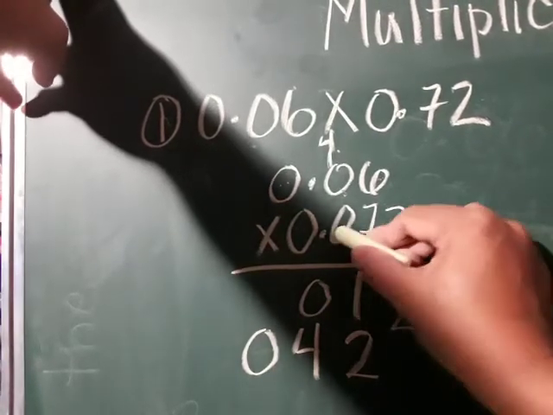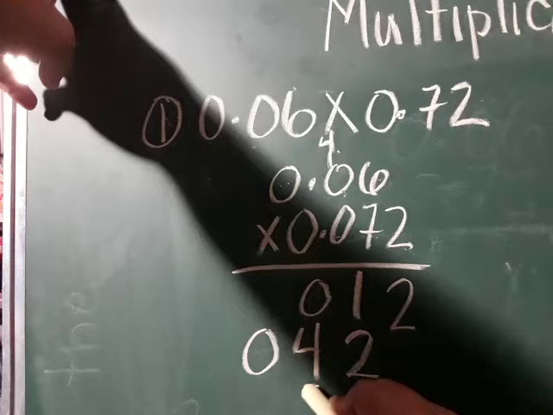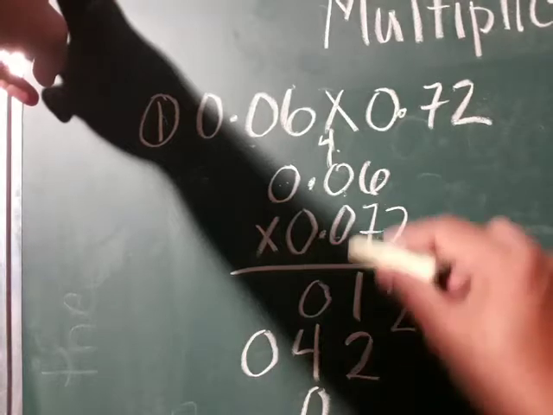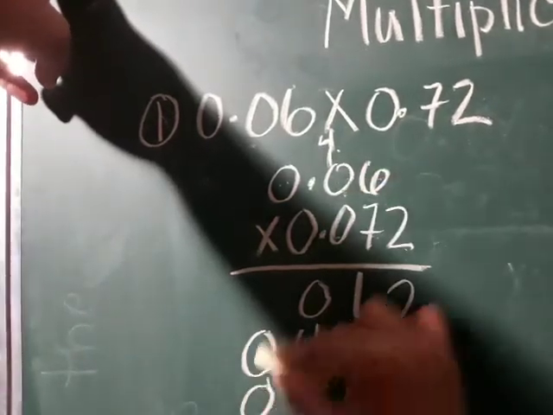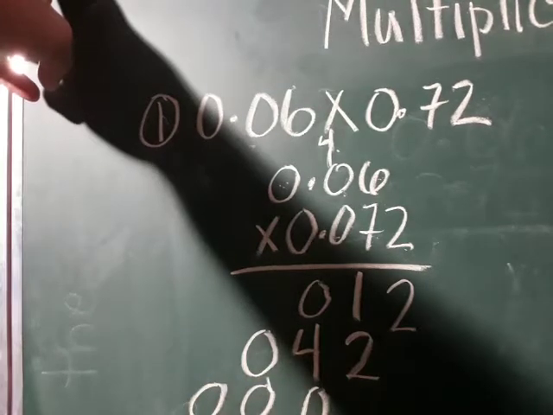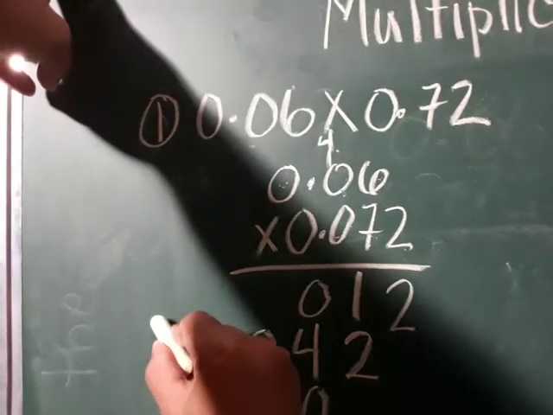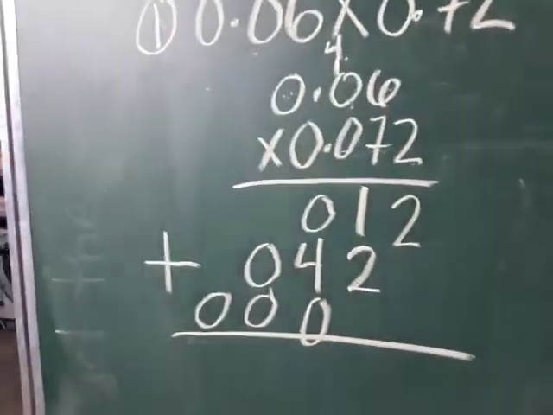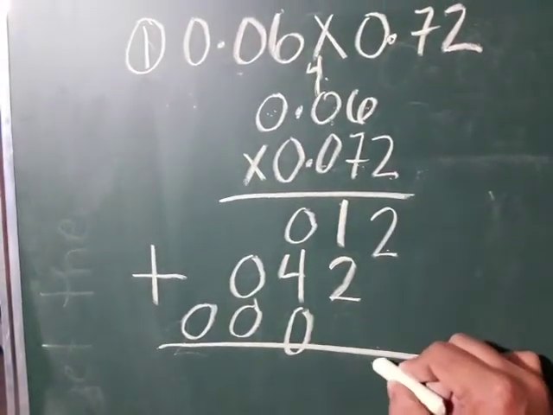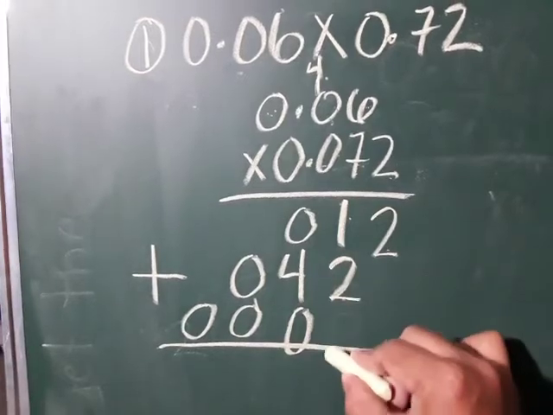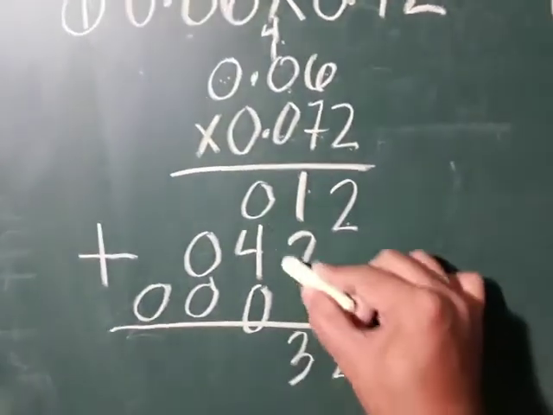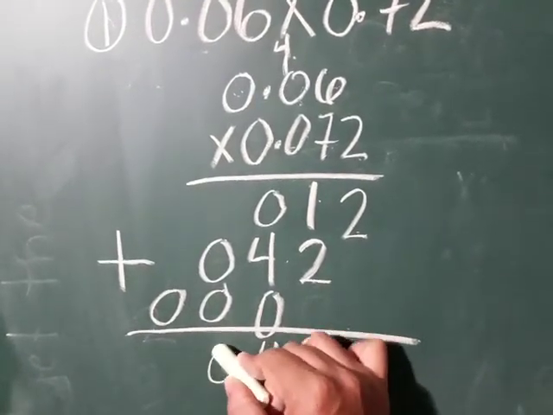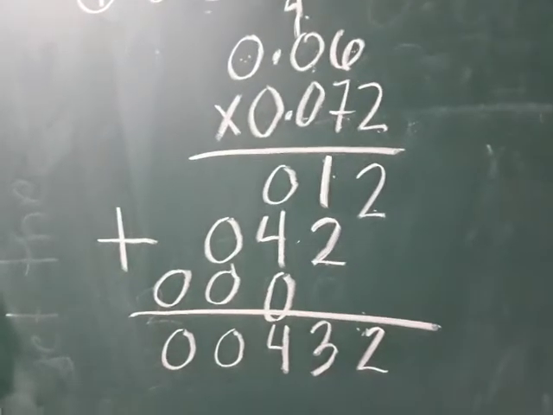Okay, next, 0 times 6 is equal to 0. Of course, as I had mentioned a while ago, we need to leave one space. Next, 0 times 0 is 0. 0 times 0 is equal to 0. Put a line, then we need to add. Okay, next, bring down 2. 1 plus 2 is 3. 0 plus 4 is 4, plus 0 is equal to 4. 0 and 0.